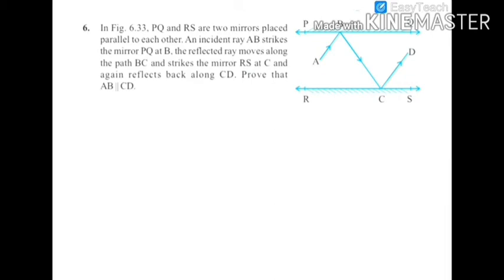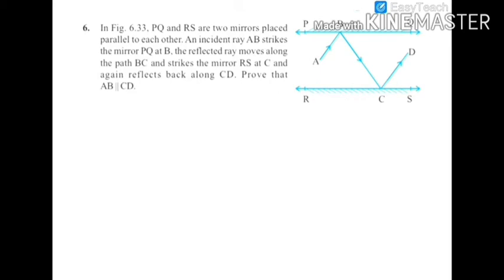Question number 6. In the figure, PQ and RS are two mirrors placed parallel to each other. An incident ray AB strikes the mirror PQ at point B, and the reflected ray BC strikes the mirror RS at point C and again reflects back along CD. Prove that AB is parallel to CD.